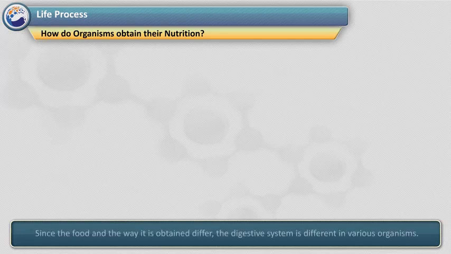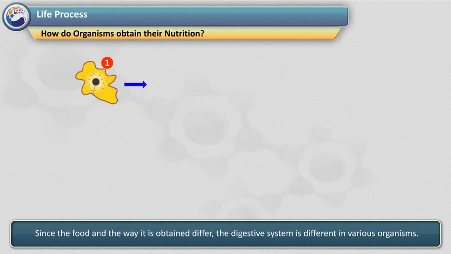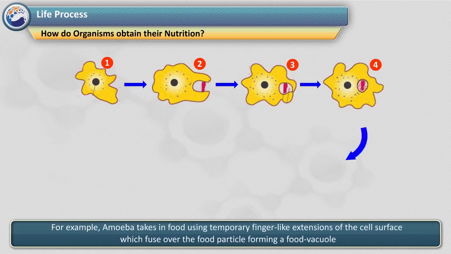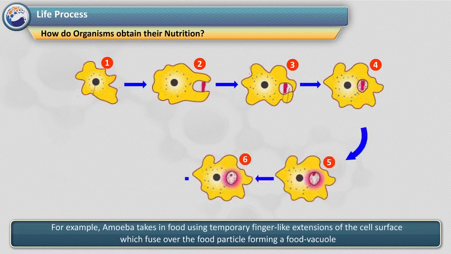How do organisms obtain their nutrition? Since the food and the way it is obtained differ, the digestive system is different in various organisms. For example, amoeba takes in food using temporary finger-like extensions of the cell surface which fuse over the food particle, forming a food vacuole.